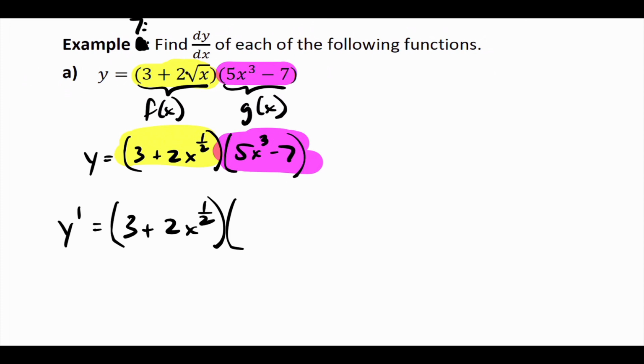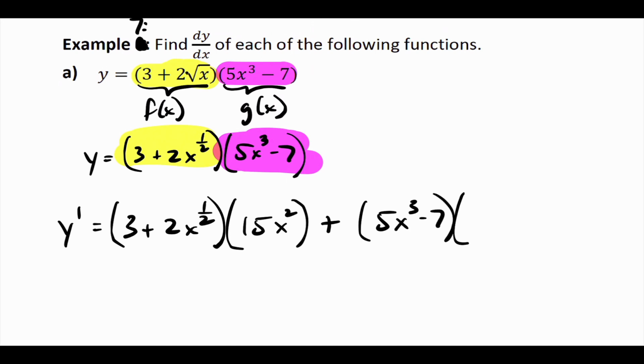And then I'm going to multiply that times the derivative of g. The derivative of g is just going to be 15x squared. Plus. Now the opposite, the second one, g of x times the derivative of the first one, the original, the yellow one.